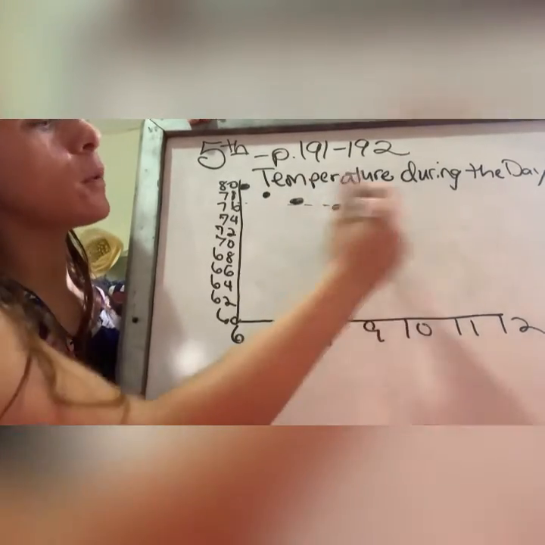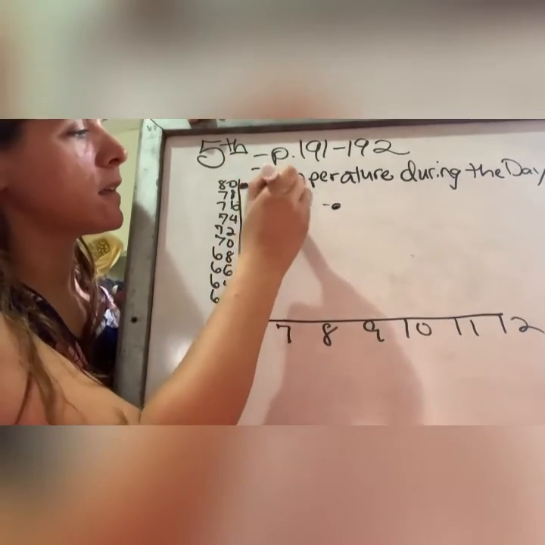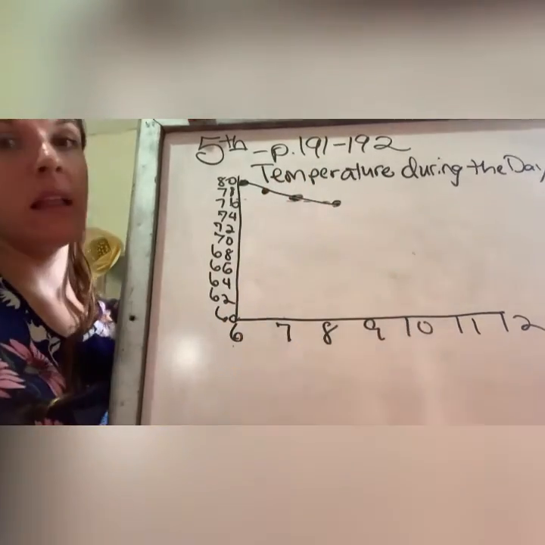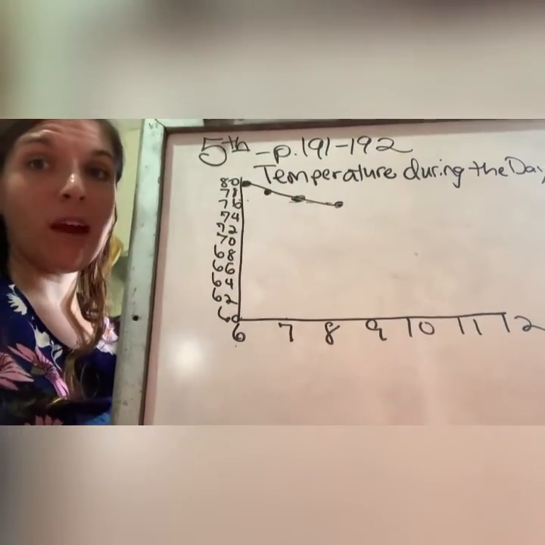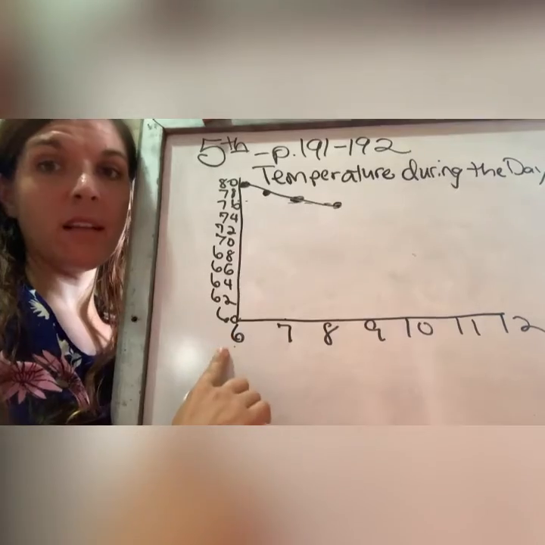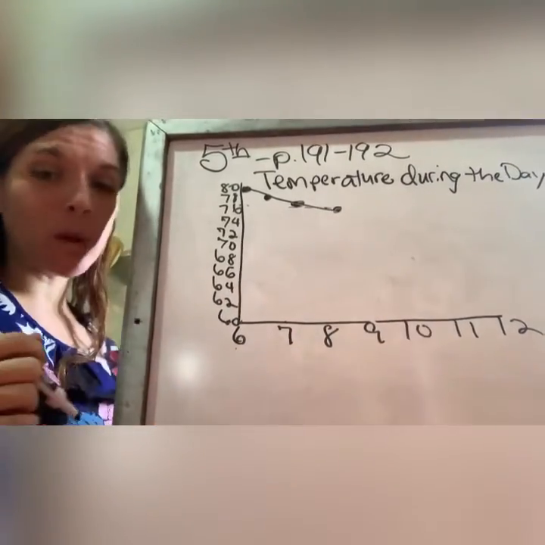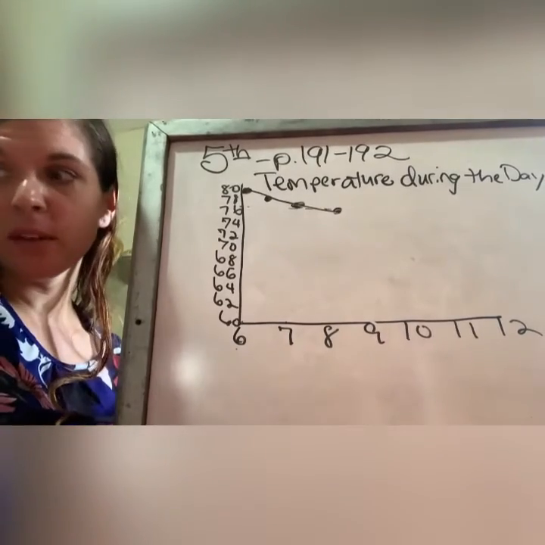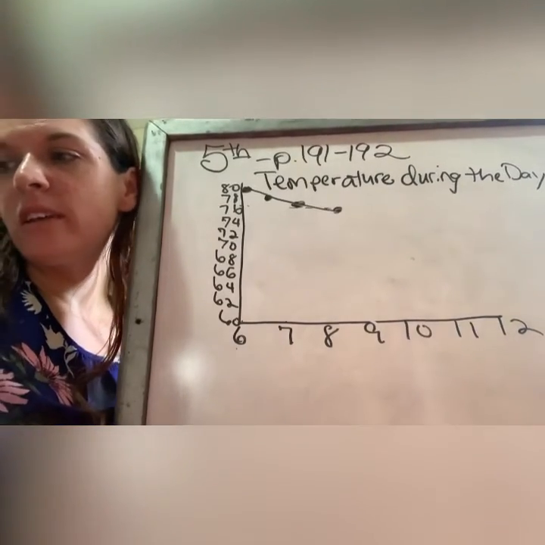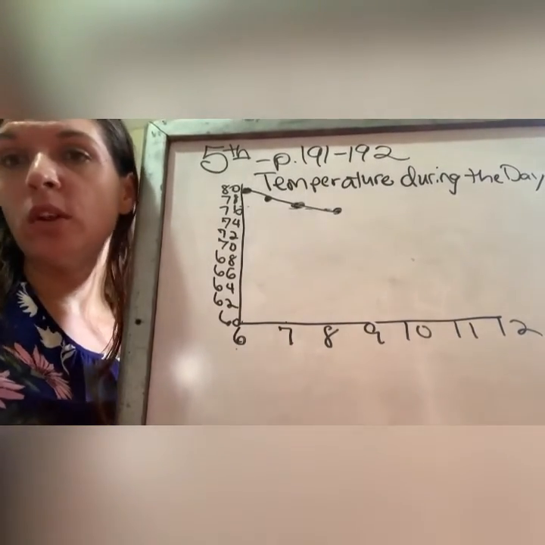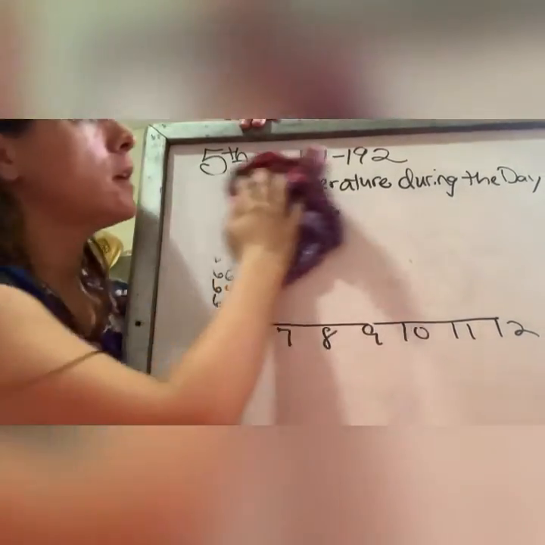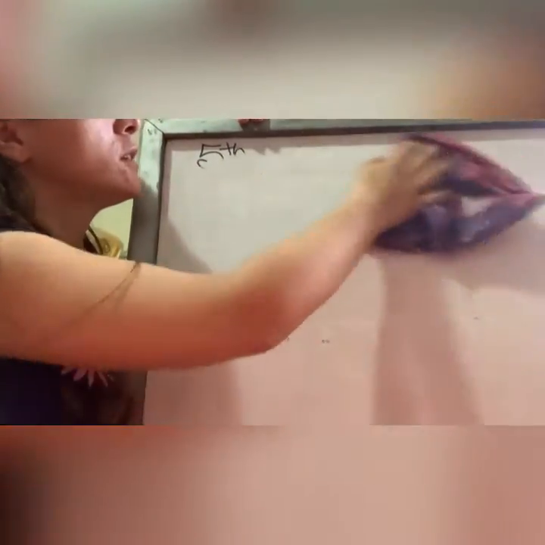Okay, and then when you're done with all of them, you connect them by lines. Okay, that's a line graph. To show you that from 6 o'clock to 9 o'clock, the temperature goes down. Which is actually really weird because usually it goes up. Okay, but that's what this graph is showing. So when you look at number 2, make sure you finish that by yourself.